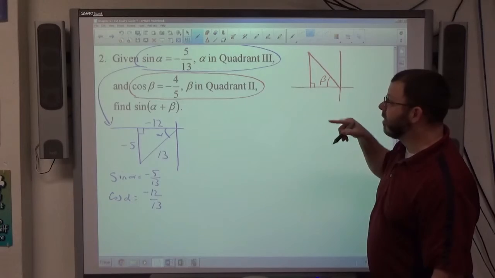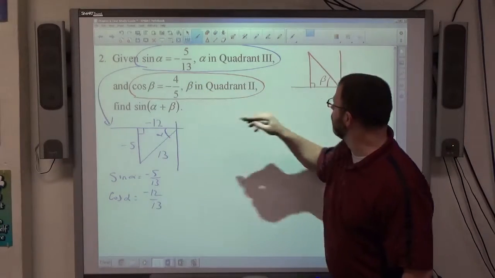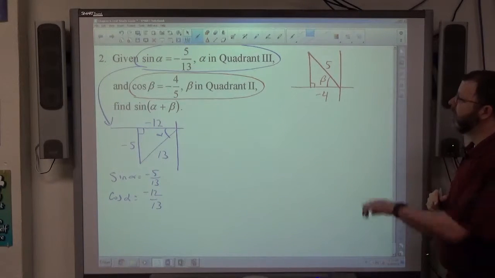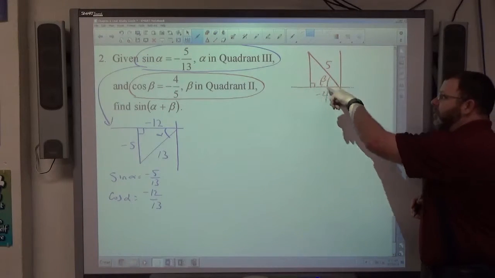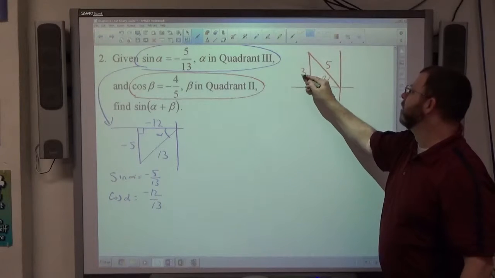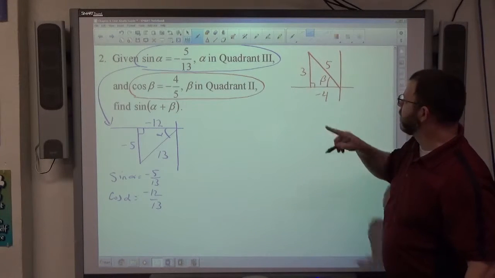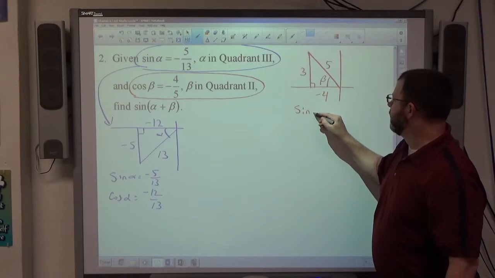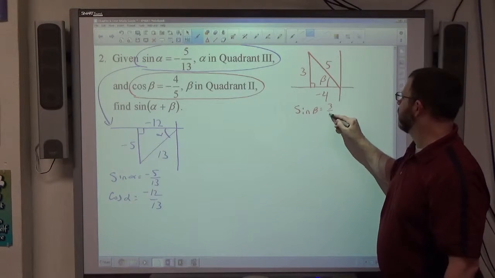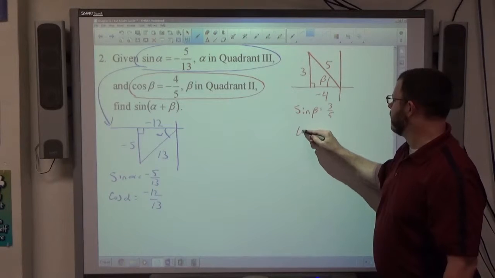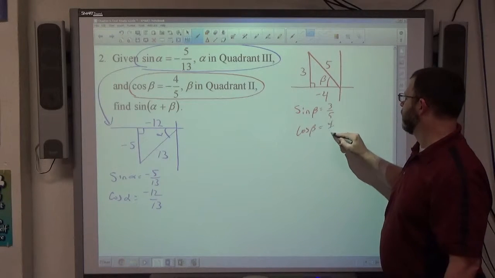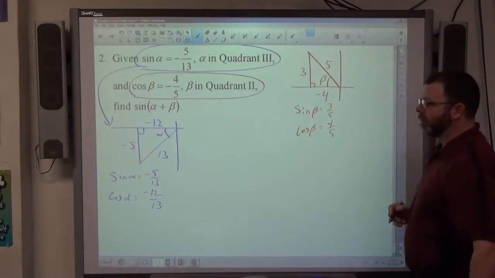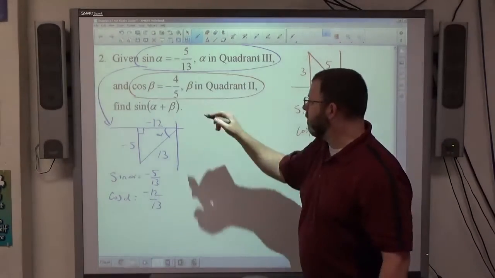The cosine is negative 4/5, so adjacent over hypotenuse. The adjacent side is negative, the hypotenuse is positive. Hypotenuse is always positive. 3, 4, 5, Pythagorean triple. This dimension is going up, so it's a positive 3, negative 4, positive 5. That tells me the sine of beta is positive 3/5. The cosine of beta, of course, is negative 4/5, which was given to me. So at this point, I know the sine and cosine of both angles, and I'm supposed to find the sine of alpha plus beta.